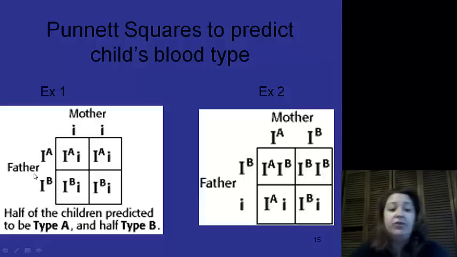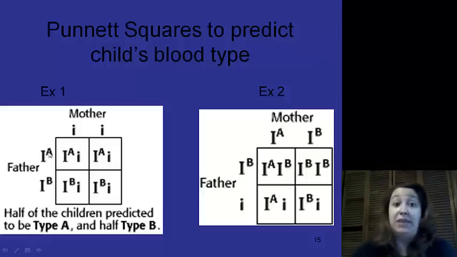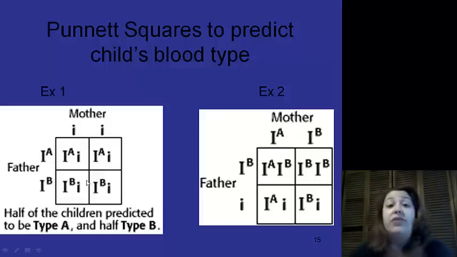Now for the father, this father is type AB. So we know the genotype is going to be big IA, big IB. We put 1 letter per row. Then we bring them down, down, and across, and across. The inside genotypes are the prediction of what the child could be. The single child, not 4 children, but what 1 child could be.